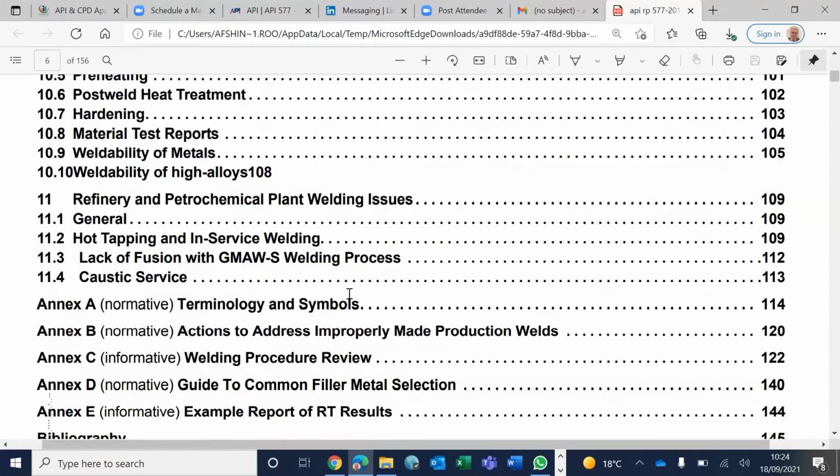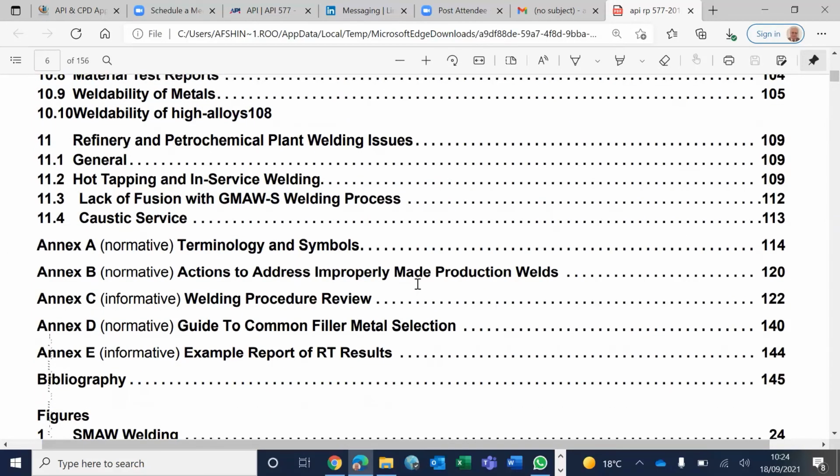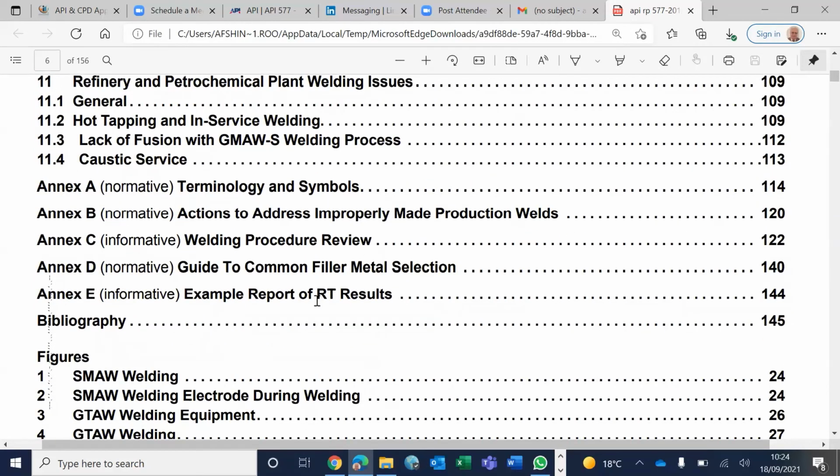Weldability of metals and high alloys, and then refinery and petrochemical plant welding issues, and hot tapping, when you make a branch connection to a vessel while in service, like a storage tank or something. And then they put a sub-lesson on gas metal arc welding, the short circuiting welding process. This is the only welding process that is very strict. You can't do an RT, you have to do a UT, because RT can't detect lack of fusion. In this case, it's difficult to find out. And then there is the terminology and symbols and so on.